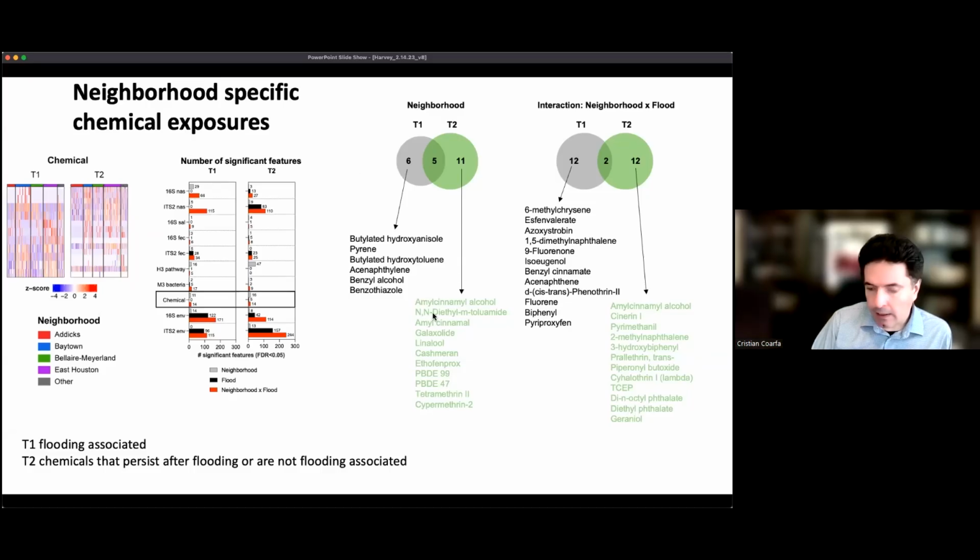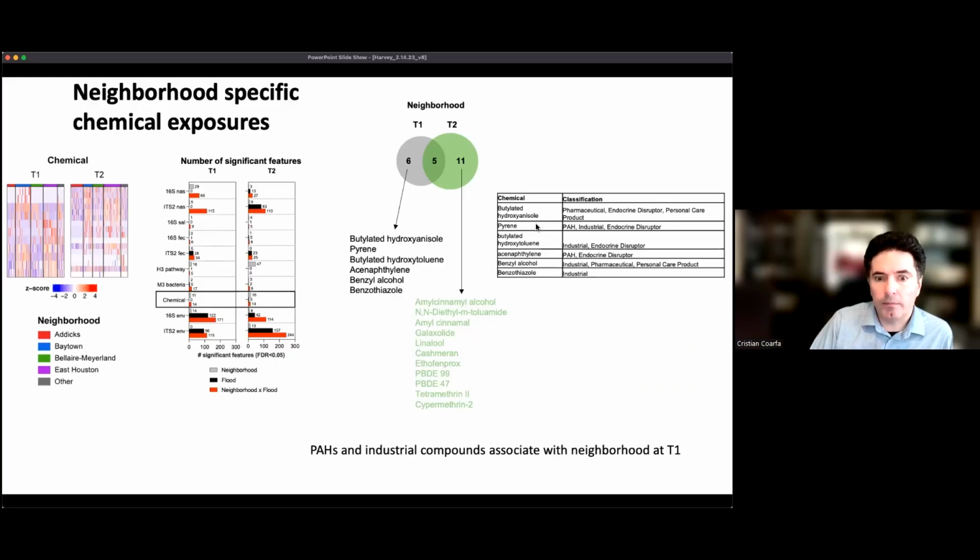So we got this list, and then technically working with the developers of the wristband technology, Kim Anderson from OSU, we are able to try to identify which categories these chemicals belong to. So interestingly, we saw that chemicals that are associated with neighborhood right after flooding span a number of different categories, but in particular, we are interested in polycyclic aromatic hydrocarbons and industrial compounds, which are known pollution risk factors in Houston.